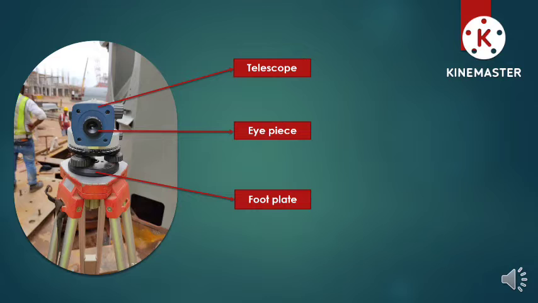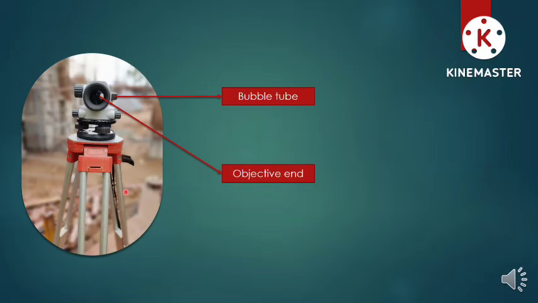So let's see the other parts of the Dumpy level. It is called the telescope, through which we are going to see the staff reading. This is the eyepiece through which we take the reading, by keeping one eye closed. And this is the foot plate through which the Dumpy level is connected to the tripod. So quickly we'll see the parts.